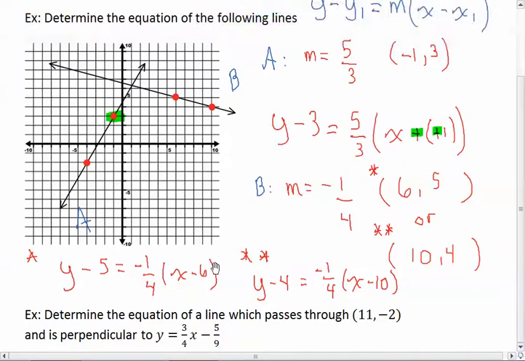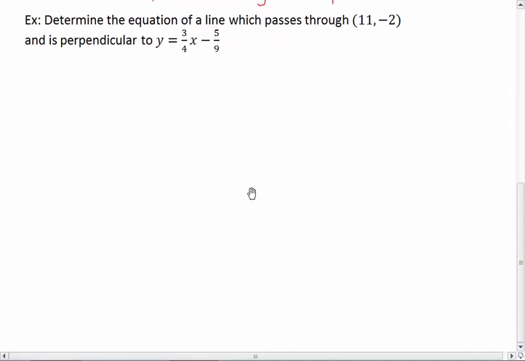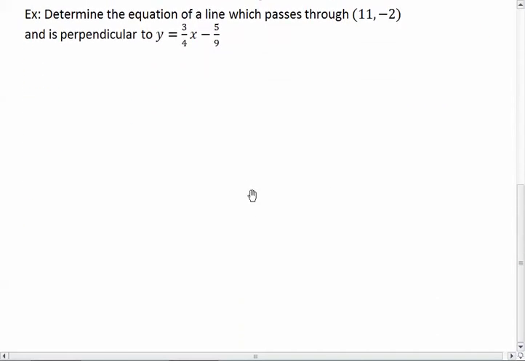Okay, so taking a look at our next example here. I want to determine the equation of a line which passes through (11, negative 2) and is perpendicular to y equals 3 over 4 x minus 5 over 9. So let's pull out our values. What's my value of x1? 11. What's my value of y1? That's right. Now what's the slope that I need? I need perpendicular to this one right here. 3 over 4. Say again? Well, if it was parallel, it would be 3 over 4. But if it's perpendicular, negative 4 over 3. Negative 4 over 3, that's right.